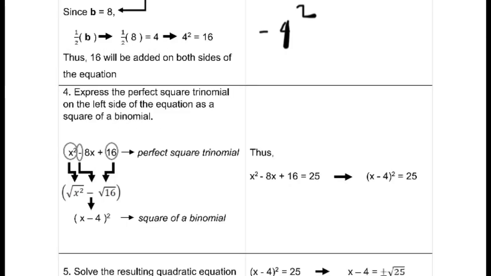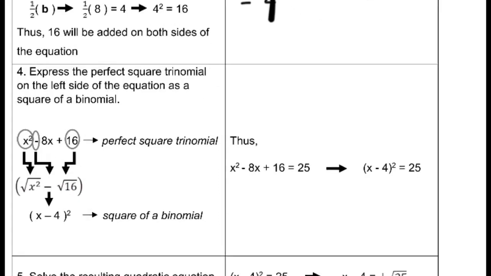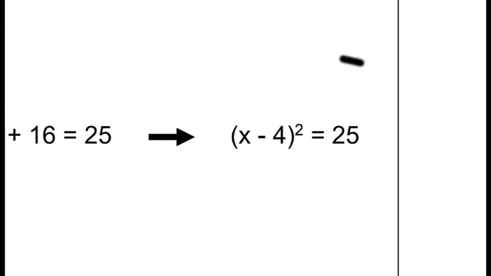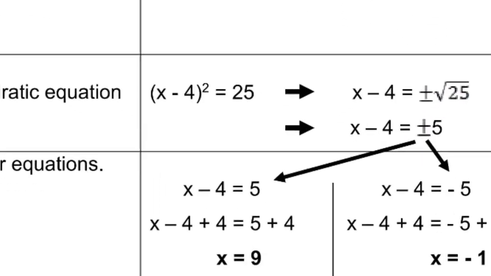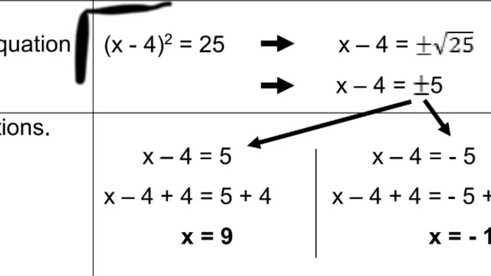Then next step, you have negative 4 there, so you're going to have the binomial as quantity of x minus 4 squared. Then this will be equal to 25. This one is your answer here. Then solve the resulting quadratic equation by extracting the square roots. So we're going to extract the square root of x minus 4 squared equals square root of 25. So the square root of x minus 4 squared is x minus 4. The square root of 25 is positive negative 5.